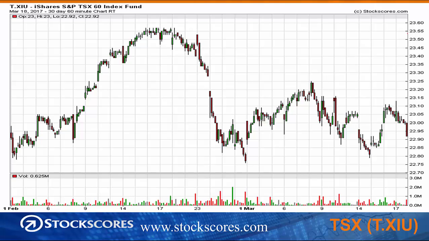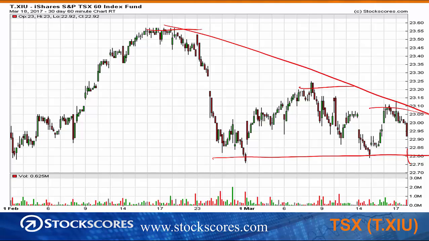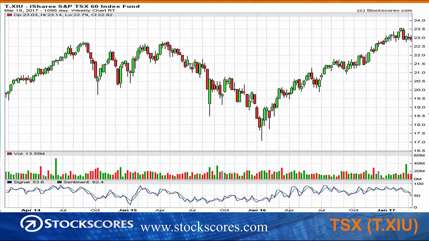Moving on to the Canadian market. Here is the Toronto Stock Exchange 30-day 60-minute, and you can see a series of falling tops. That means pessimism is building in the short term. We have support there. Look for a breakdown through that support from this descending triangle pattern. If that happens, lower prices are likely ahead.